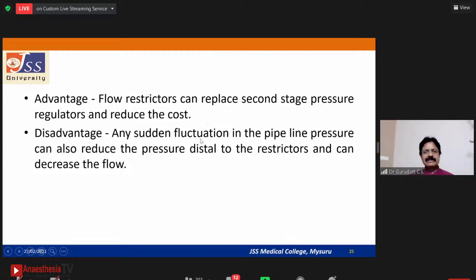For example, if there is a decrease in pressure, the flow across the flow restrictors will also decrease because the pressure has decreased. That is definitely going to produce some alterations in the flow in the flow meter. So there will be some decreased accuracy of flow through the flow meters because of these flow restrictors. With second stage pressure regulators, the flow will be very, very accurate.